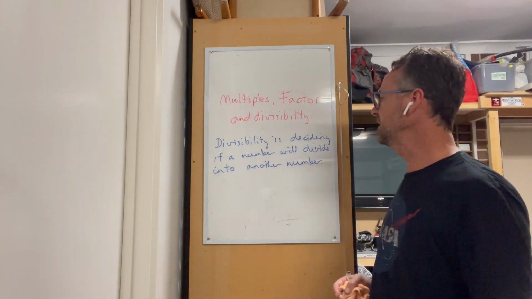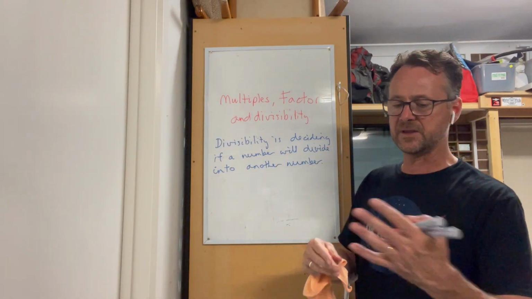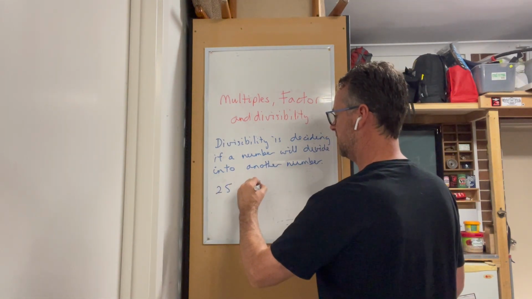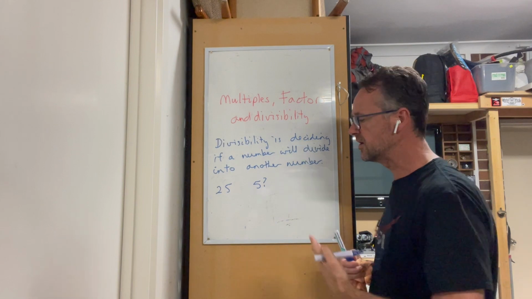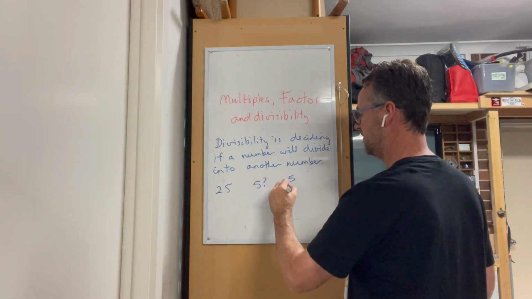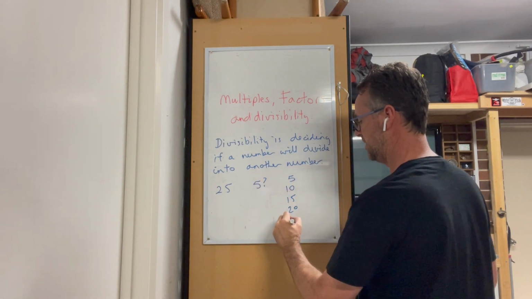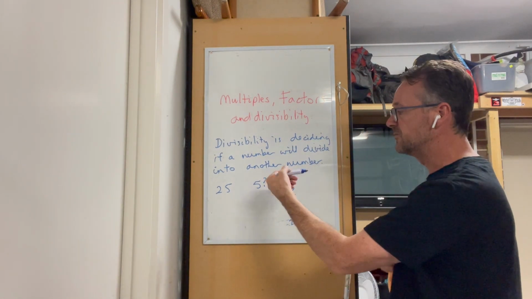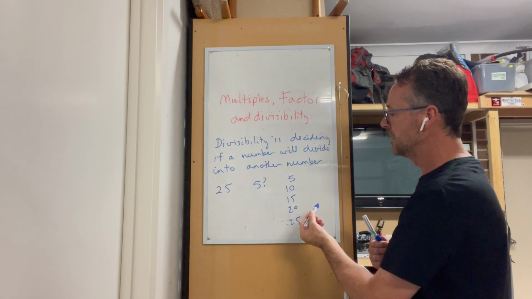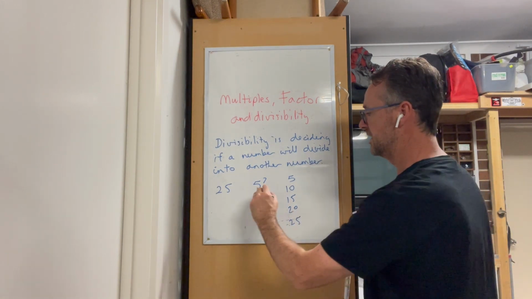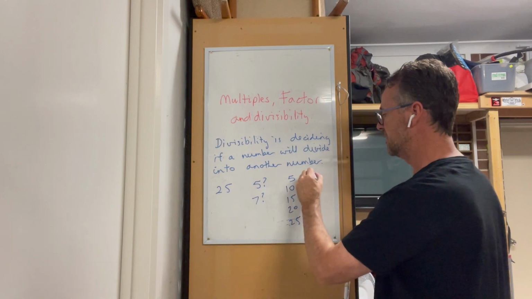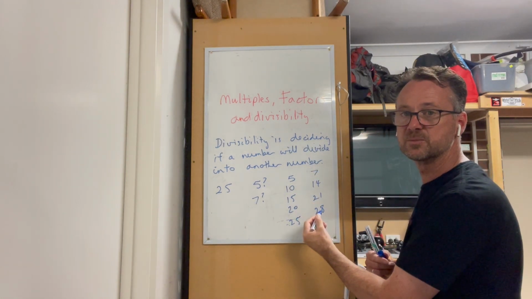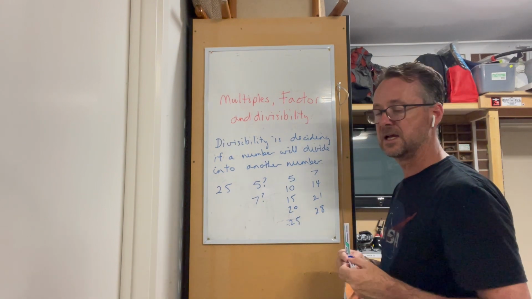Okay, divisibility is deciding if a number will divide into another number. So for example, if we take a number like 25 and we ask, is 25 divisible by 5? Well, we know that 5, 10, 15, 20, 25. So we know that 25 is a multiple of 5, so therefore 5 must go into it, okay? If we look at, say, 7, does 7 go into 25? 7, 14, 21, 28. It's not one of the multiples of 7, so 7's not divisible into 25.